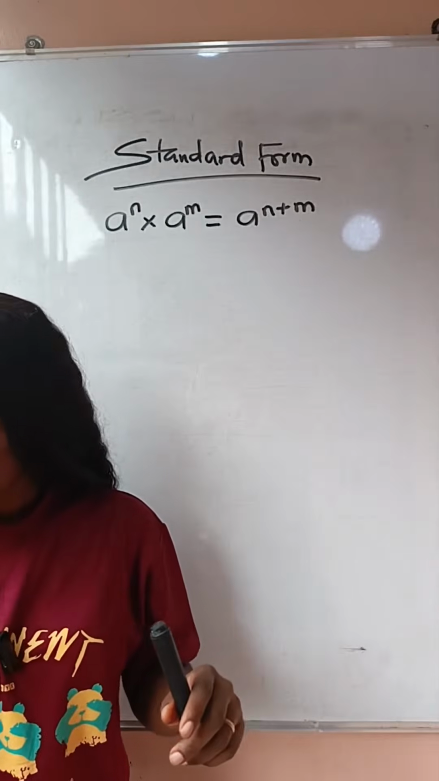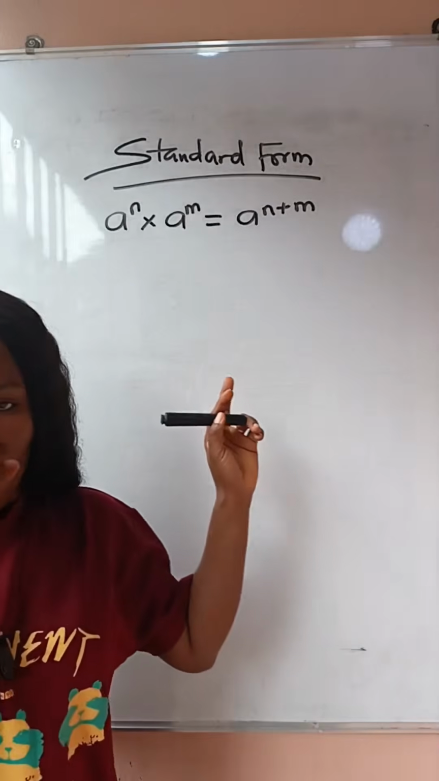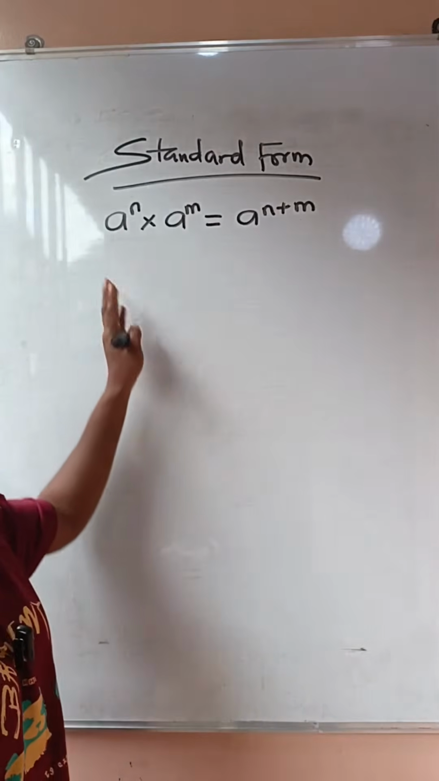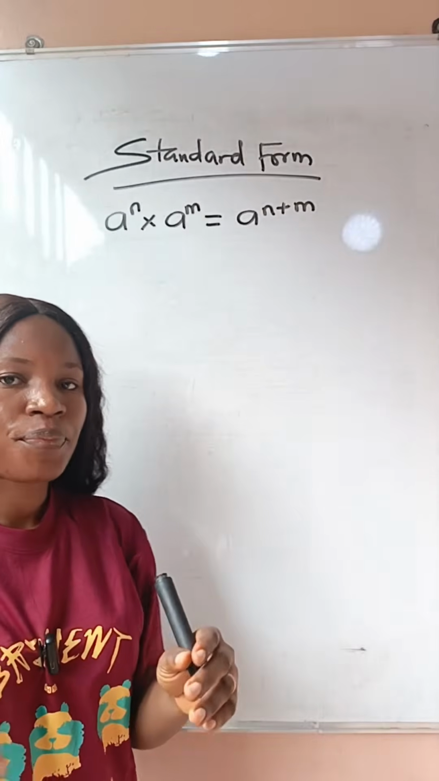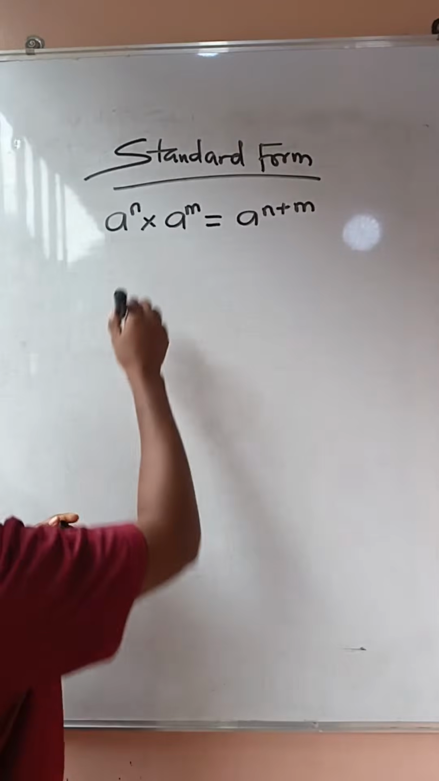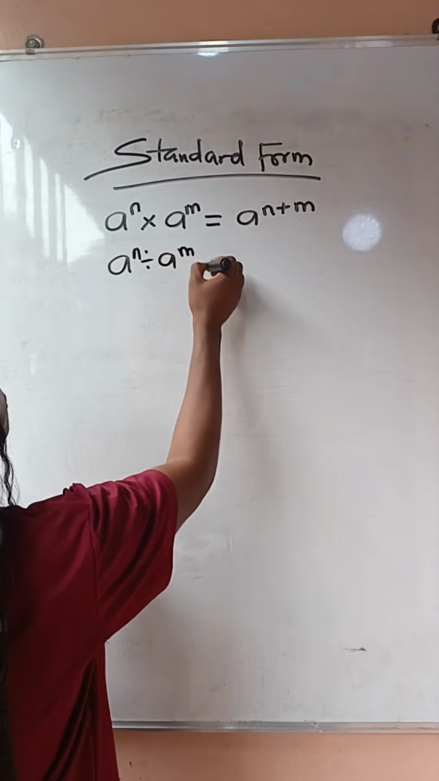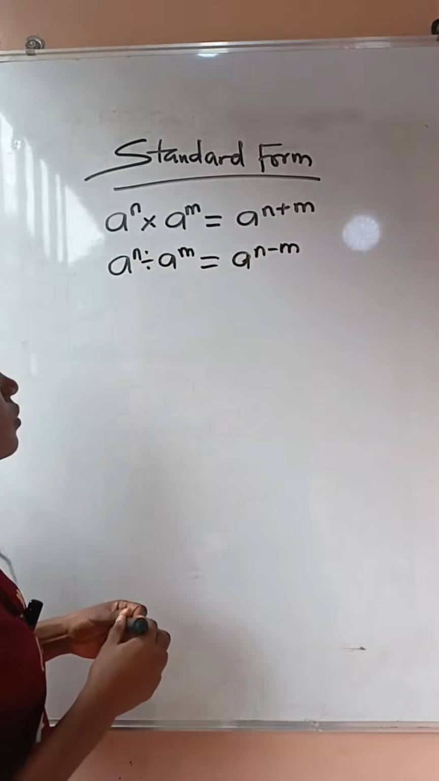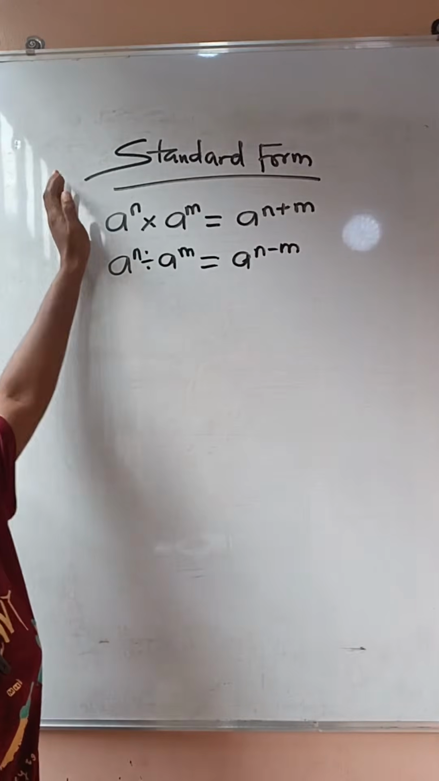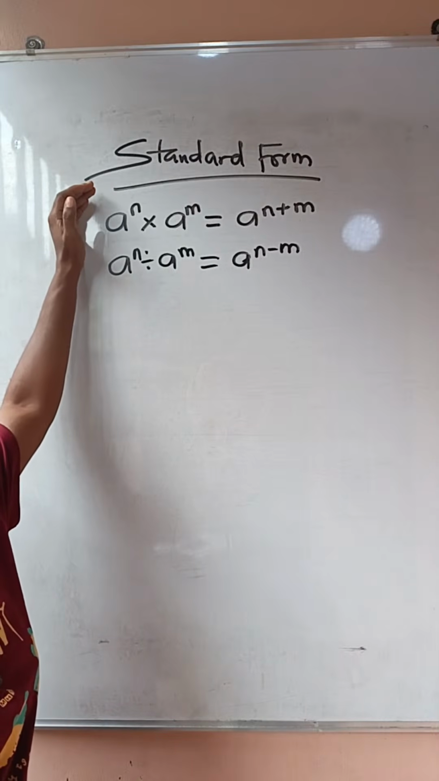Now the second law is like the opposite of the first law. Remember that we are learning this because we want to use it to solve some complex questions. Now this one says a to the power of n divided by a to the power of m is equal to a to the power of n minus m. This is the opposite of the first one.